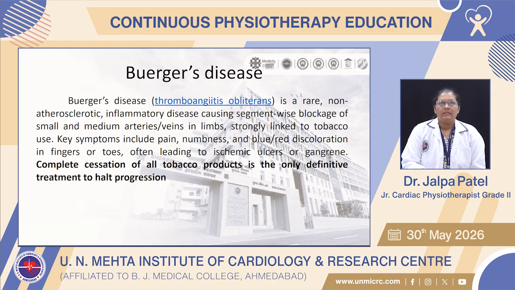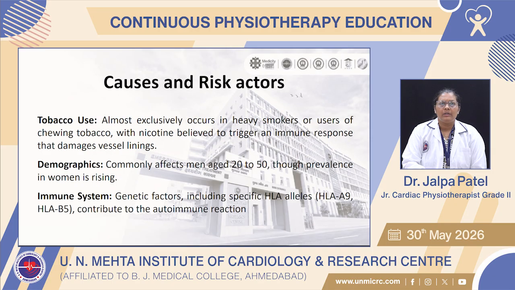Now the other disease is Buerger's disease. It is also called thromboangiitis obliterans. It is a rare and non-atherosclerotic inflammatory disease causing segment-wise blockage of small and medium arteries and veins in the limbs, strongly linked to tobacco use. Key symptoms include pain, numbness and blue or red discoloration in fingers or toes, often leading to ischemic ulcers or gangrene. Complete cessation of all tobacco products is the only definitive treatment to halt progression.